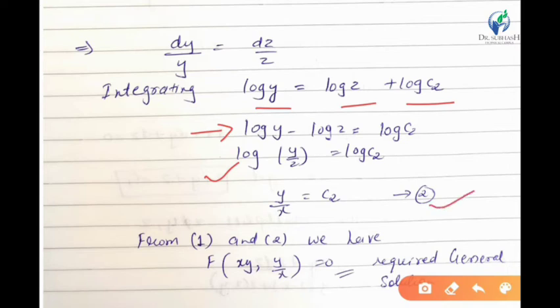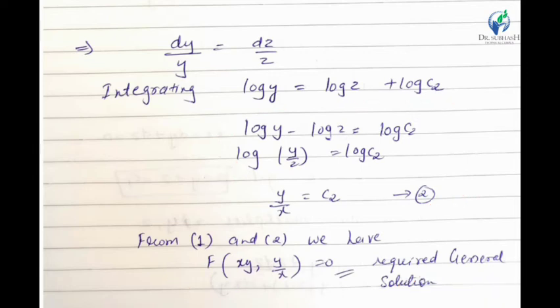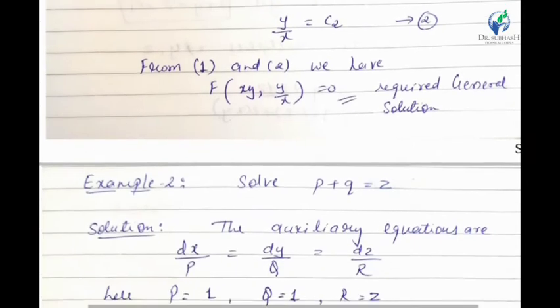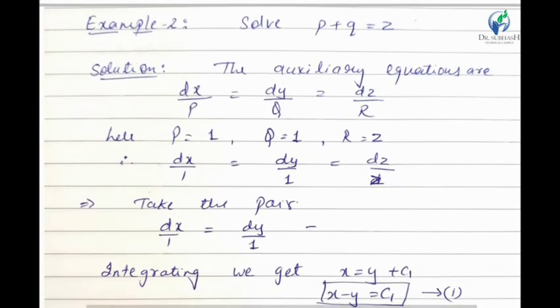Now we will put these solutions in the form of f of xy comma y by z equal to 0. This is our required general solution. See here, in the first case I have equated the first and second term, and for the second solution I am equating the second and third term. You can also take first and third term according to your convenience. Let us go with some more examples to have a clear idea.